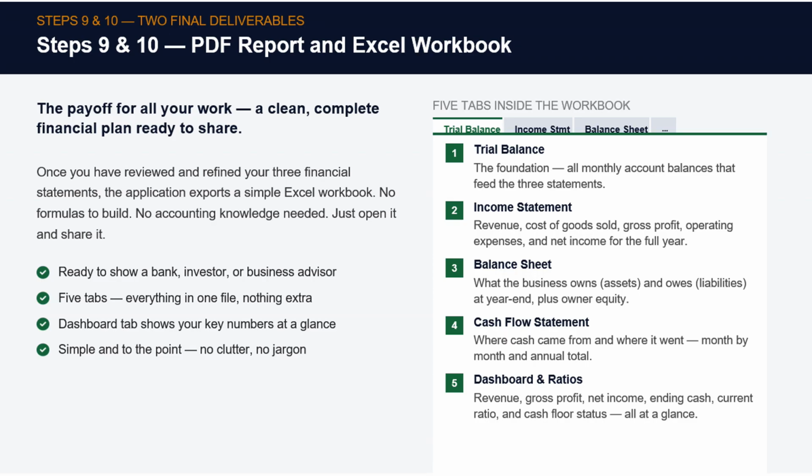Step 9, the PDF report. Step 10 is the Excel workbook. The PDF report, by the way, you have options on how you can include the information from your financial statements. You can include the financial statements. You can include the financial statements and all of the key assumptions that went into the financial statement forecast. And the third thing you can include, if you want to, it's optional, is industry benchmarks.